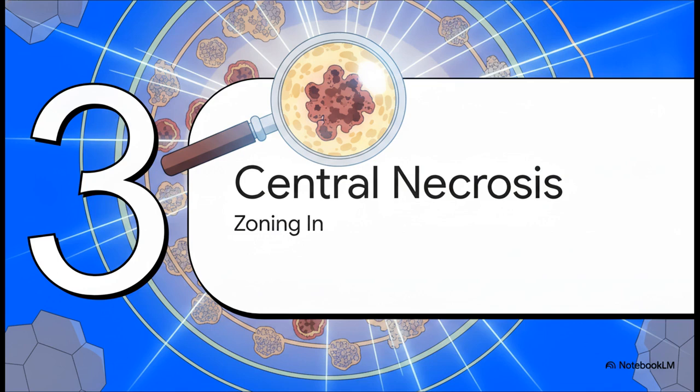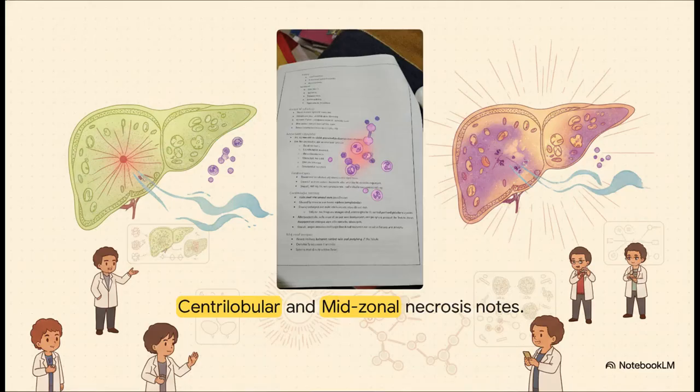Section 3, Zoning In. Let's talk about central necrosis. Now, if we look at the original source notes detailing centrolobular and midzonal necrosis, you can see how incredibly specific the text gets. It points out that the cells specifically near the central vein are the ones taking the hit here, often wiped out by anoxia, which is a lack of oxygen, or toxins like carbon tetrachloride.